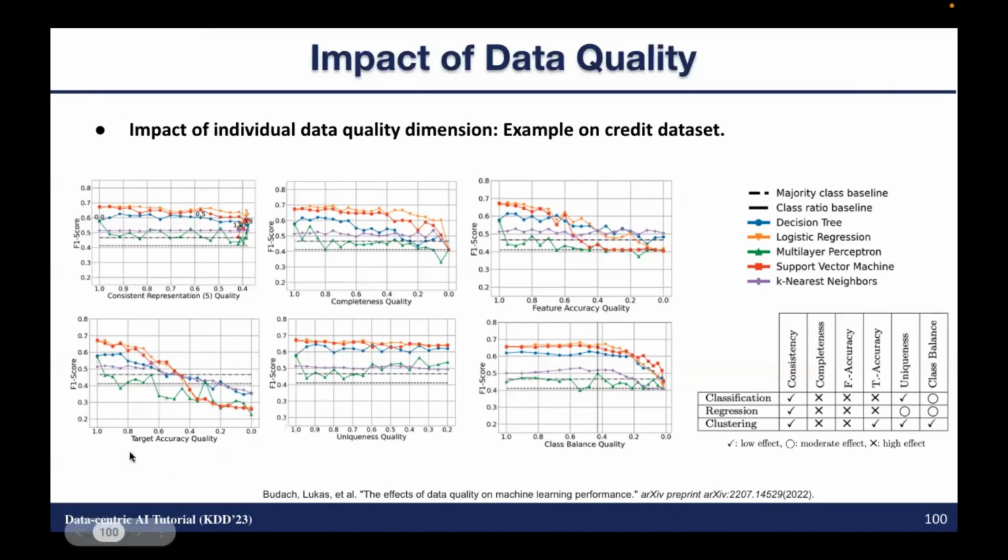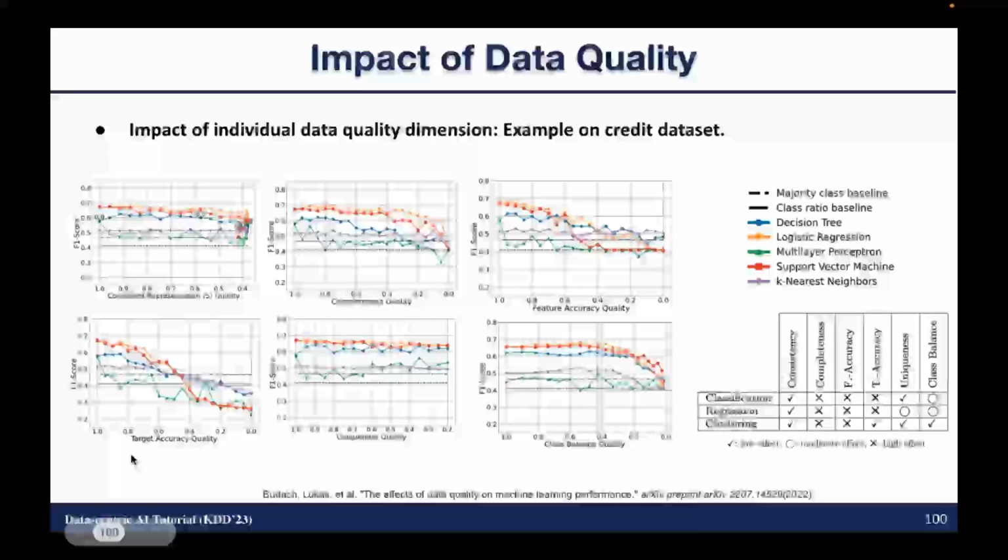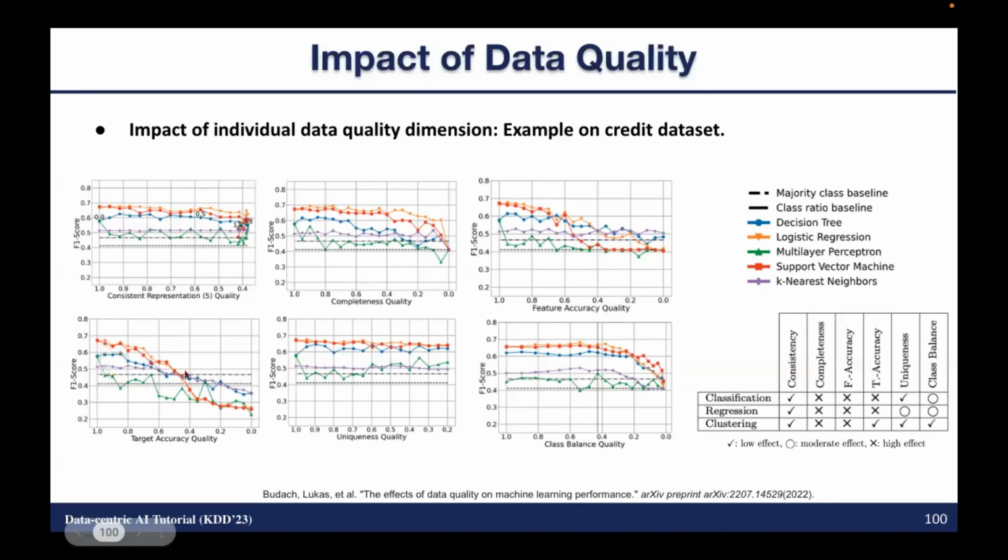And also for target accuracy quality, you can see here, if our label is not accurate, naturally all of the algorithms will tend to fail when the quality of the target accuracy becomes lower. So they do have a summarization, because they have done this on different kinds of tasks. Mostly for all of the classification tasks, regression tasks, and clustering tasks, the completeness quality and also the feature accuracy quality are the two that will affect all the tasks in all of the models. So they have high effects.